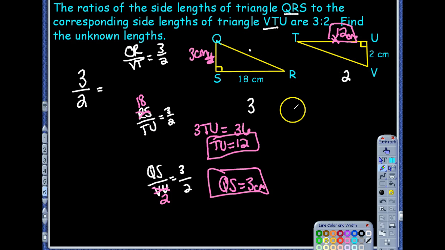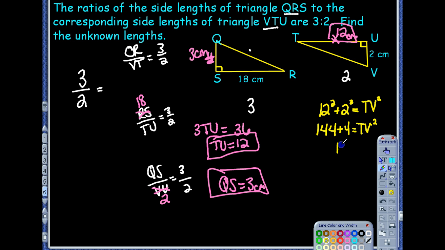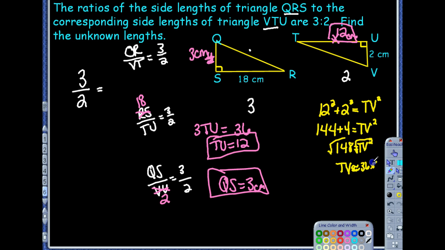Okay. So we would say that 12 squared plus 2 squared equals the TV squared. So 144 plus 4. So that's 148. So then TV is equal to about 36.5 centimeters. Now, we've talked about when do we round, things like that.